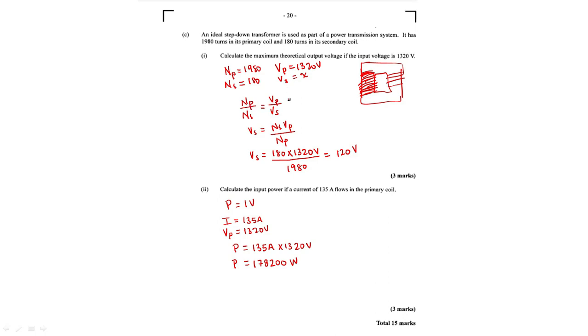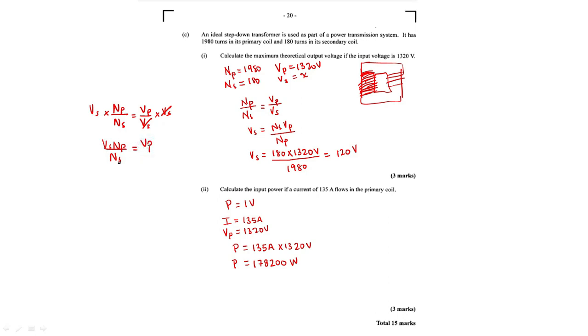Well, first of all, we're solving for Vs. So we're going to do a transposition. You see, nearly every question has a transposition. So you need to learn how to transpose. So again, you have NP over NS equal to VP over VS. You transpose. Seeing as how VS is in the denominator, you want to move it to the numerator, and seeing as how it's being divided, you're going to multiply both sides by it. Then VS NP over NS equal to VP.